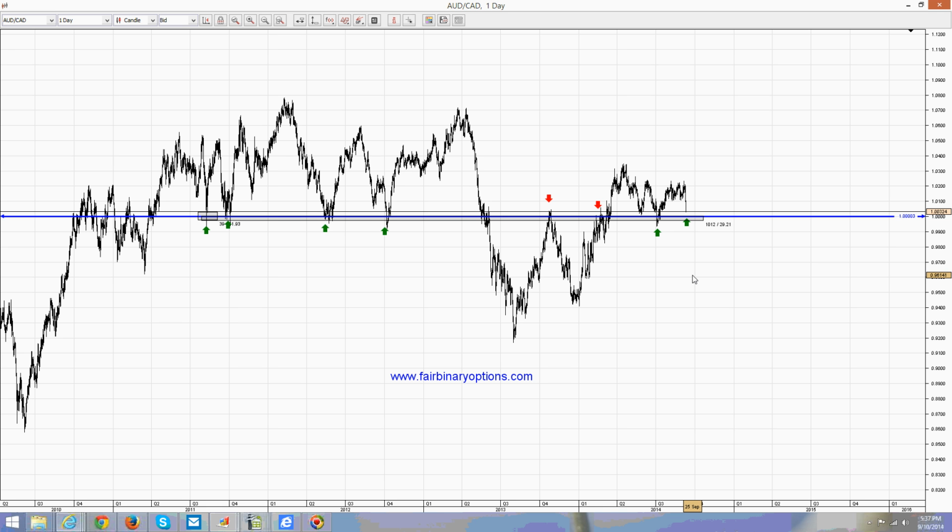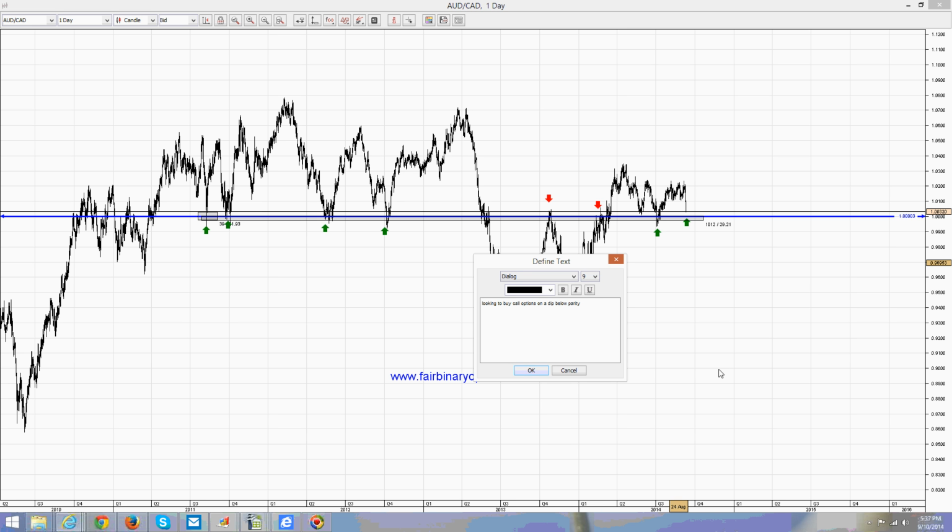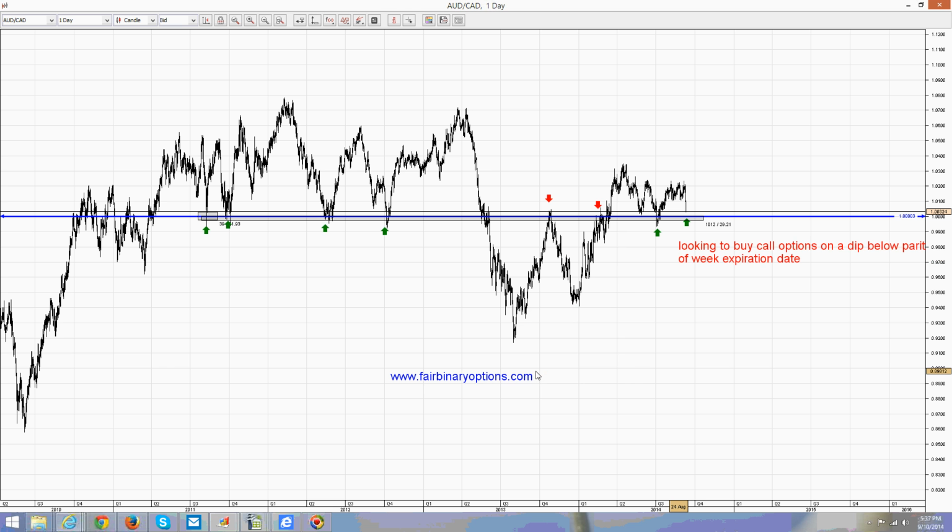But from a technical point of view, and from a psychological point of view, this calls only for upside. So let's write here on the screen the outcome of this analysis. Support and resistance area, if you want. Looking to buy call options on a dip below parity, basically the 0.9980 area, with end of week expiration date. End of week expiration date means, once again, by the time that the markets in the US are going to close, and this expiration date is actually being offered by each and every binary options broker.